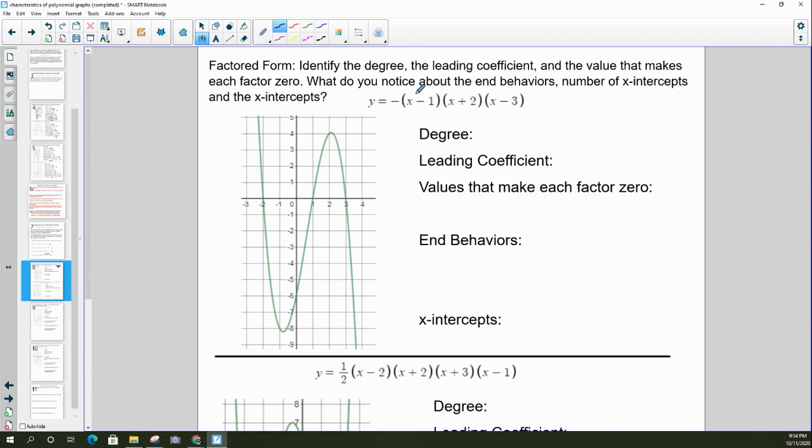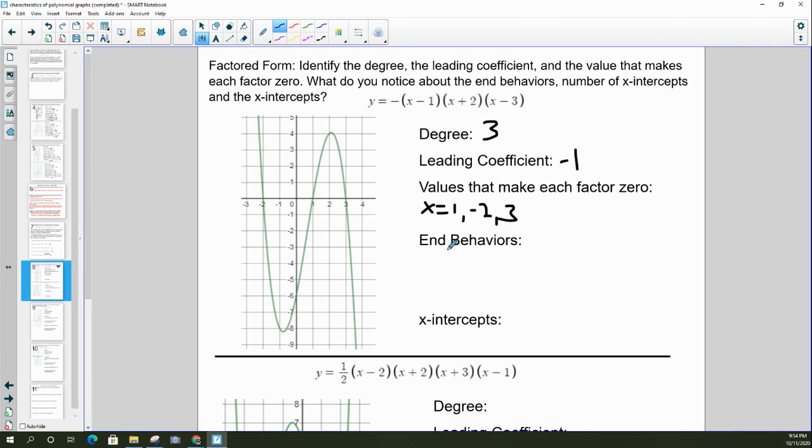All right, so here we have negative, okay, times (x − 1)(x + 2)(x − 3). What's the degree? There's 3 factors there, all with an exponent of 1, so the degree is 3. The leading coefficient is negative. Okay, what are the values that make each factor 0? So what makes this one 0? Right, x equals 1, negative 2, and 3. So those are the values that make each factor equal to 0.